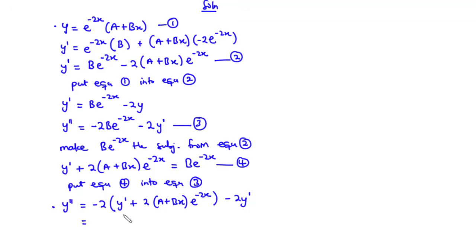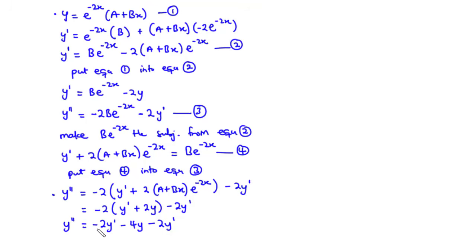So let's simplify further. Now remember that (a plus bx) all in a bracket times e to the power negative 2x is equal to y. So you are going to have negative 2 into bracket (y prime plus 2y) minus 2y prime. So this becomes negative 2y prime minus 4y minus 2y prime equals y prime prime.